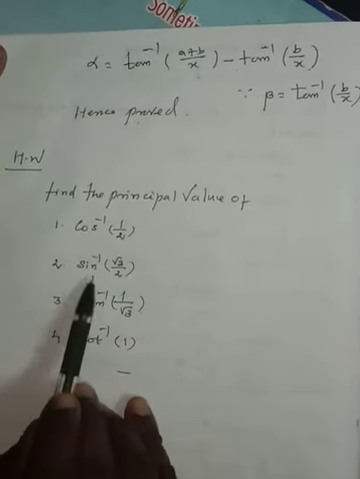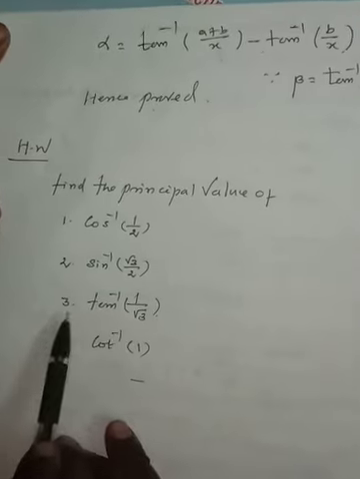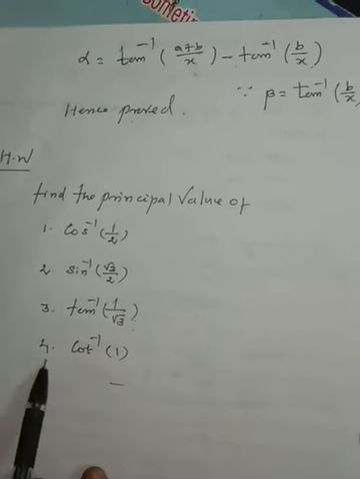Today's homework: find the principal value of number 1, cos inverse of 1 by 2. Number 2, sin inverse of root 3 by 2. Number 3, tan inverse of 1 by root 3. Number 4, cot inverse of 1.